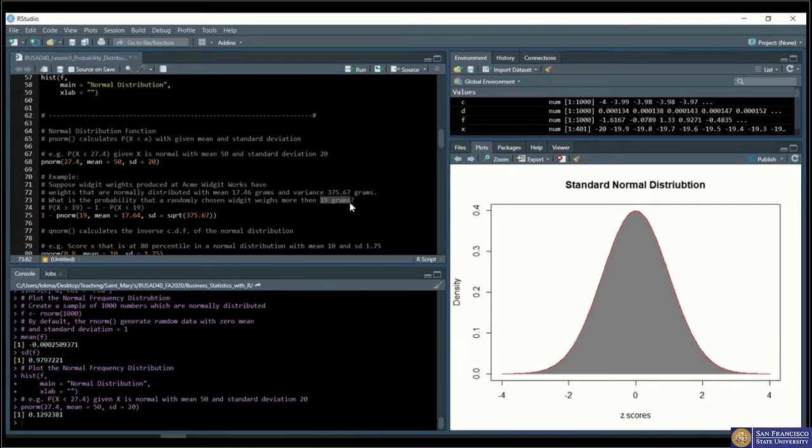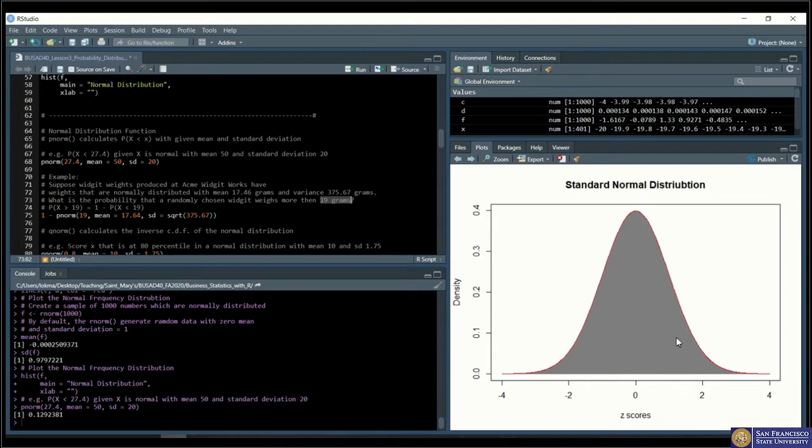So in this case, we are basically asking a question. We have a subset of samples, and we want to find the probability that a random item we select from this production has a weight of more than 19 grams. As you can see, the mean of the whole sample production is 17.46, and 19 grams is above that, so it is pointing at the right-hand tail of the distribution.